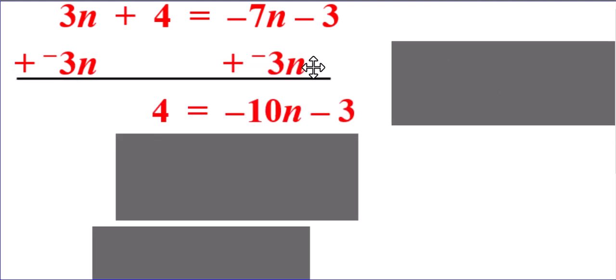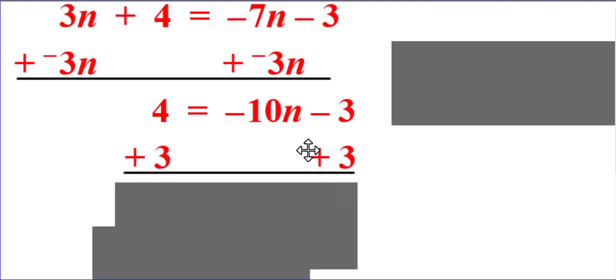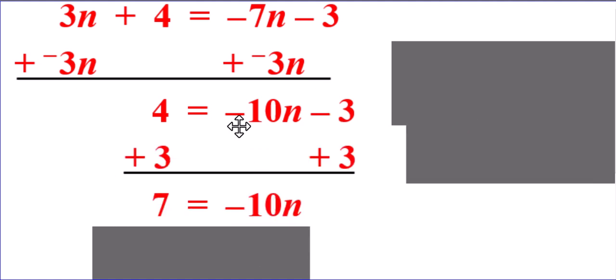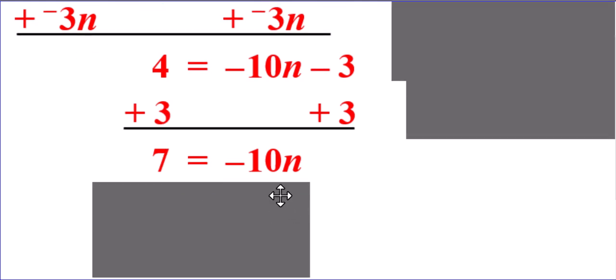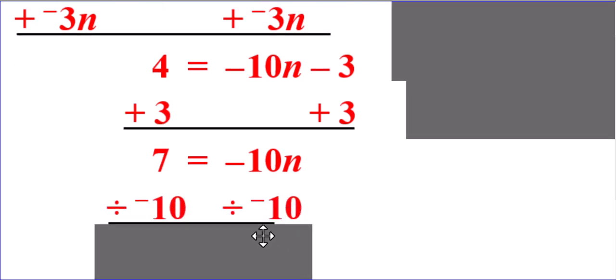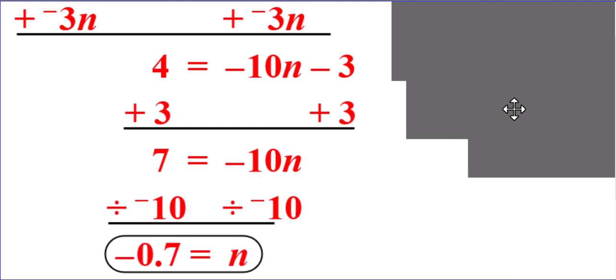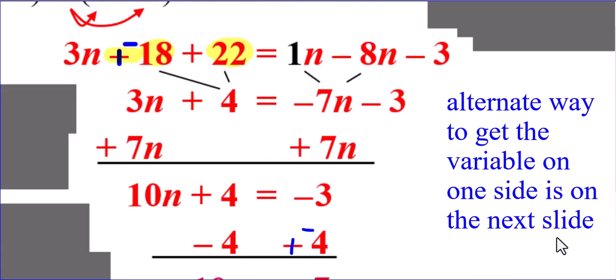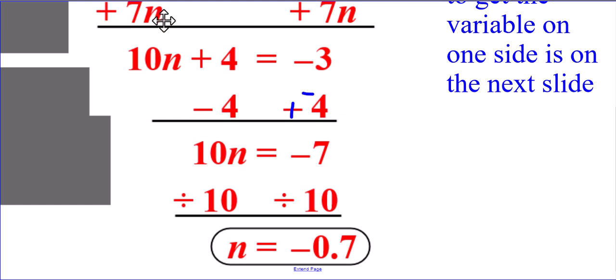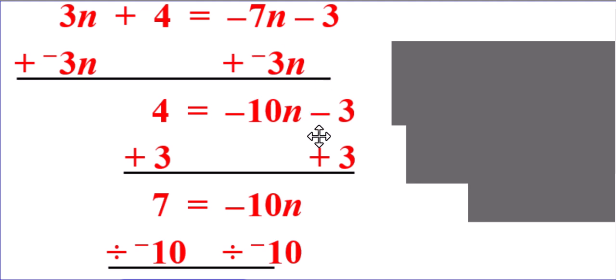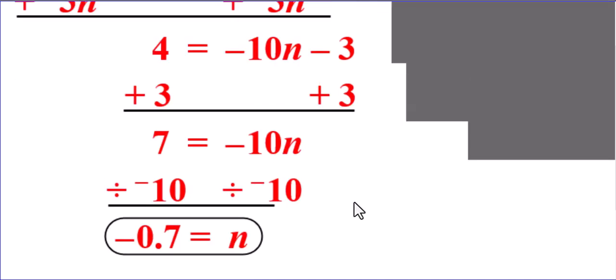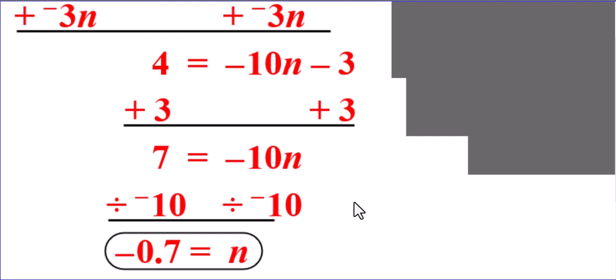As I promised, those of you who added by negative 3n, here's what you're going to get. You're going to get a negative 10n on the right. You'll have to add by 3, because that's the inverse of subtracting by 3, which will give you positive 7. But then you'll have to divide by a negative 10 on both sides. You will get the same answer. So as you can see, it doesn't matter if you added by 7n, you're going to get negative 0.7 at the end, or if you added by negative 3n, you're also going to get negative 0.7 at the end. So either way you do it should work.